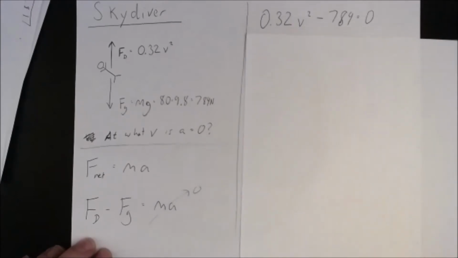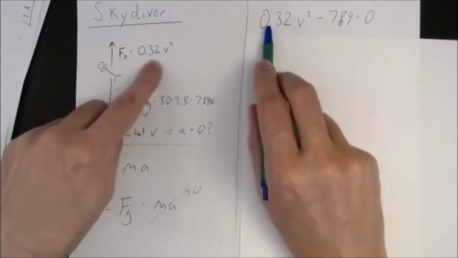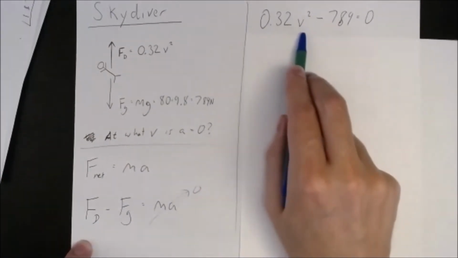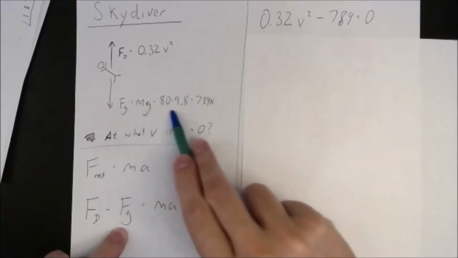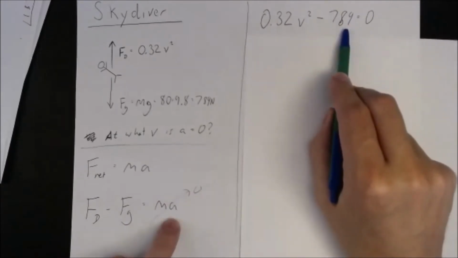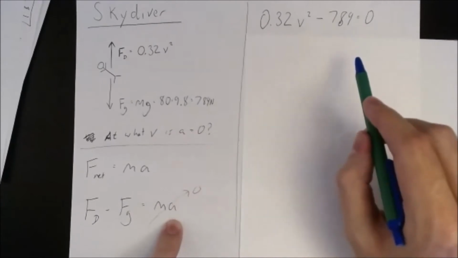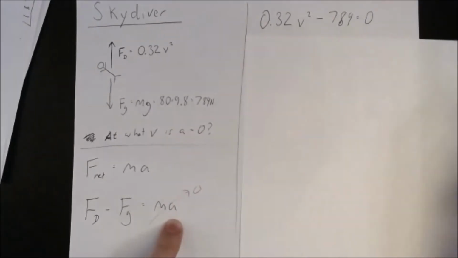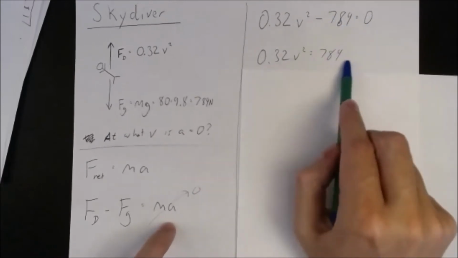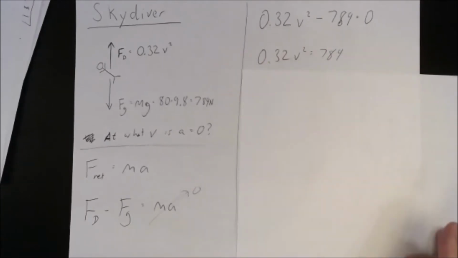What can I do from there? Well, I can start plugging in numbers. I told you that the force of drag is 0.32 v squared. The force of gravity we already calculated to be 784 newtons. And so I can plug that in there. The mass is 80 kilograms, but the acceleration is 0, so it's all equal to 0 over there. I can do a little bit of algebra, add 784 to both sides. That gets the 784 to be positive over there. 0.32 v squared is equal to 784 newtons.